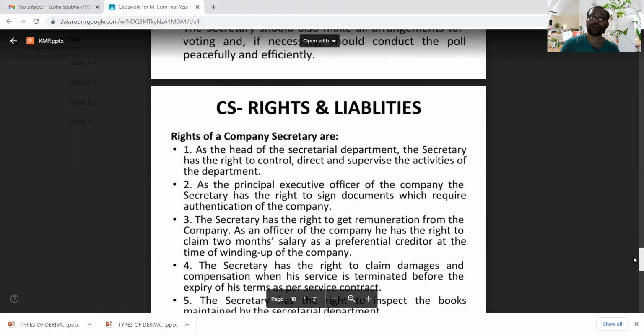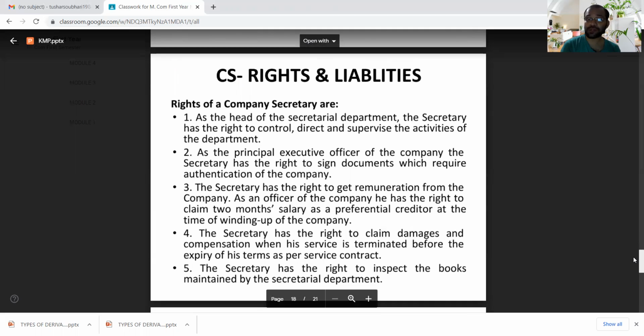Rights and liabilities of the company secretary. Rights of the company secretary include the following. As the head of the secretarial department, the secretary has the right to control, direct, and supervise the activities of the department. As the principal executive officer of the company, the secretary has a right to sign the documents requiring the authentication of the company. The secretary has a right to get remuneration from the company.